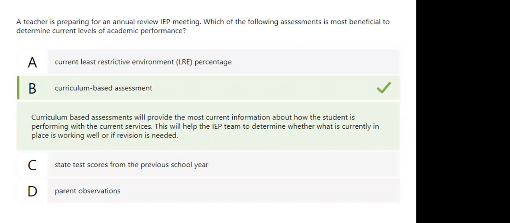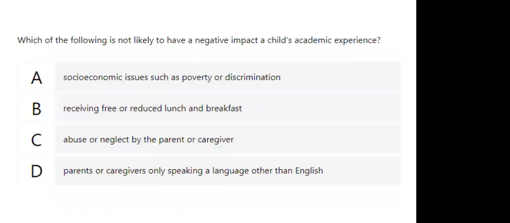The correct answer is curriculum-based assessments. That's going to provide the most current information. Of course, we want the most recent curriculum-based assessment information to be included in our IEPs for our present level of performance. Excellent, excellent. All right, our next question.